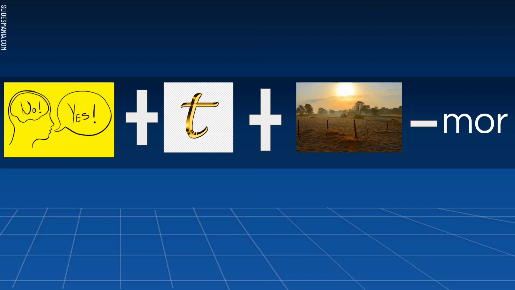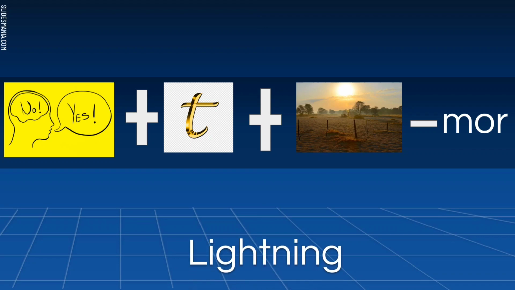How about this one? Okay, 5, 4, 3, 2, 1. So if your answer is lightning, that's correct. Okay, live plus T plus morning minus more. Next one.